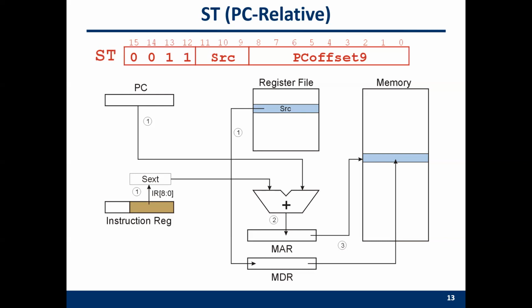For the store, we have the same thing. The only difference is the operand. After we compute the memory location here, we read the data from the source register to the memory data register, and then issue the store. We will store the data in this register to the memory location recorded in the memory address register. So this is the only difference.